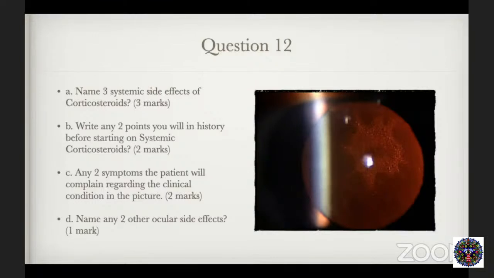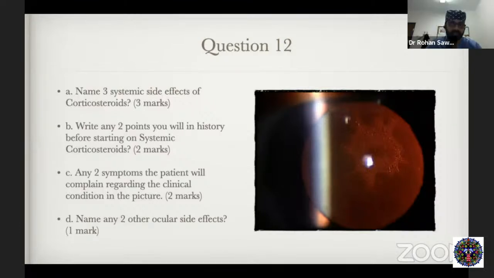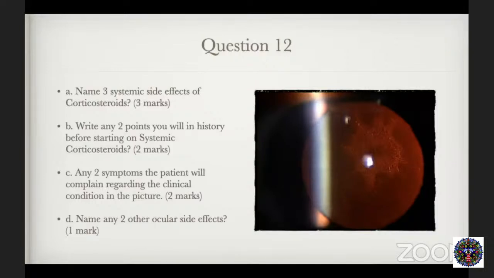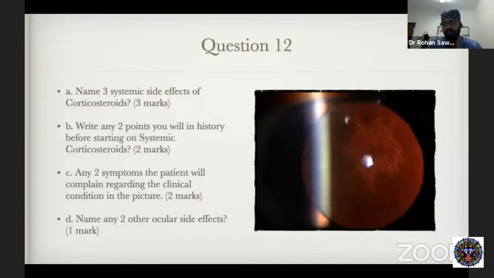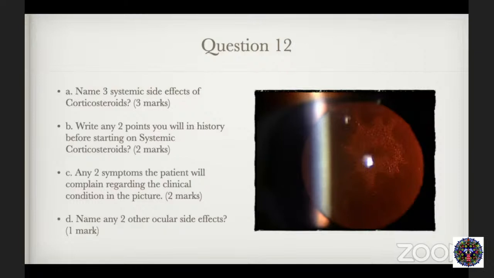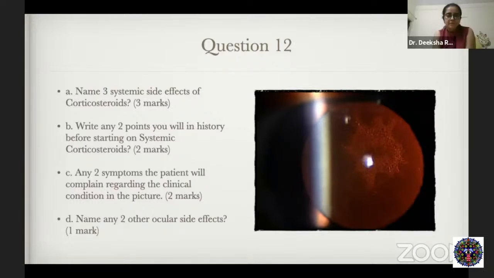Osteoporosis, hyperglycemia, decrease in immunity. Gastric ulcer, osteoporosis, hypertension, someone said. Good. It can also cause adrenal suppression. Next question, write any 2 points you will ask in the history before starting someone on systemic steroids. Again, it's previously covered in the earlier question. Peptic ulcer and tuberculosis. Great. History of tuberculosis. You can also ask history of varicella, pre-existing diabetes, history of hypertension.